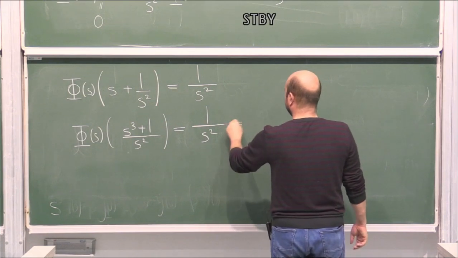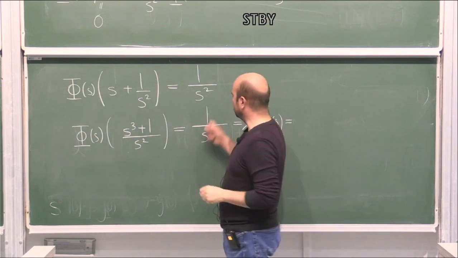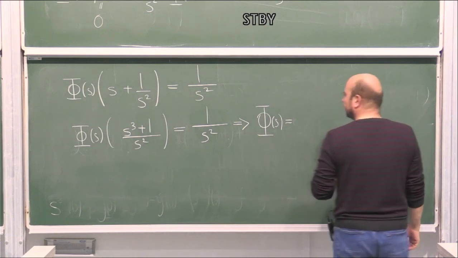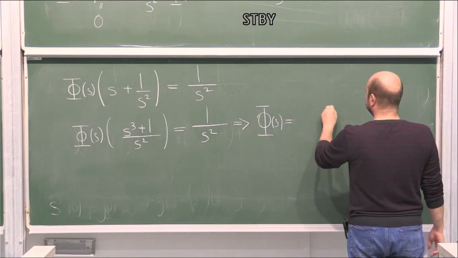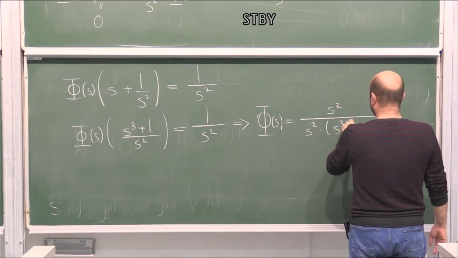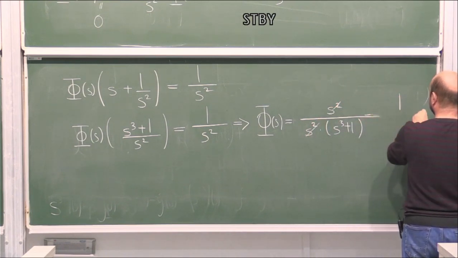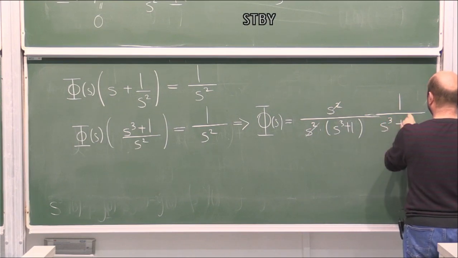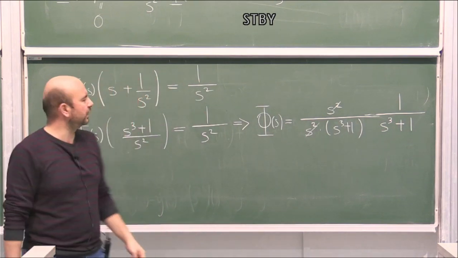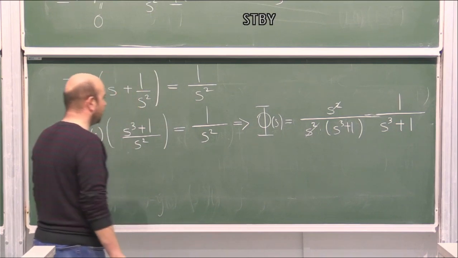So this gives us Phi of s is equal to, if you divide 1 over s squared by this, s squared will come here, s cubed plus 1 to the bottom. So these are cancelling. Eventually we get 1 over s cubed plus 1. So the solution's Laplace transform is 1 over s cubed plus 1. So then it's all about factorization of 1 over s cubed plus 1.